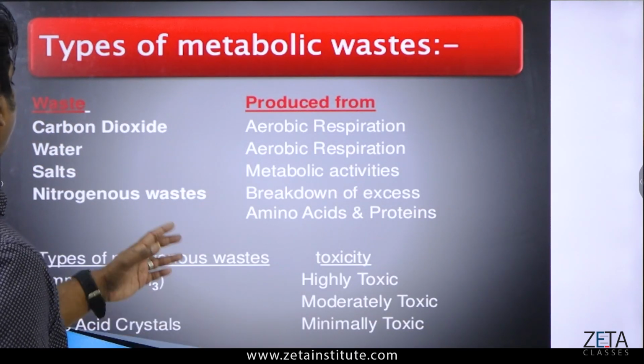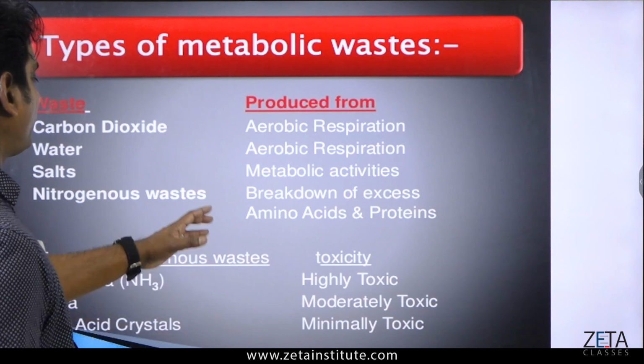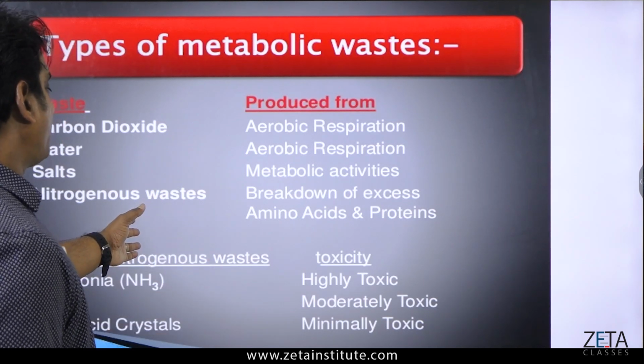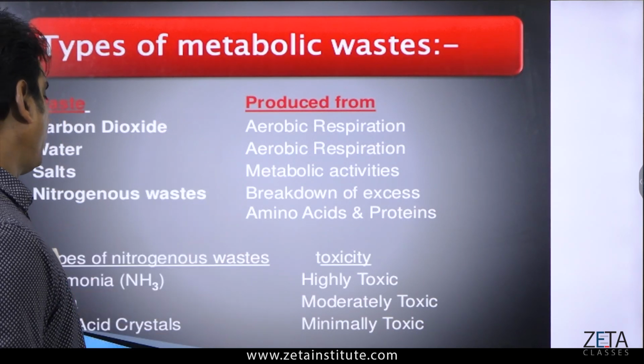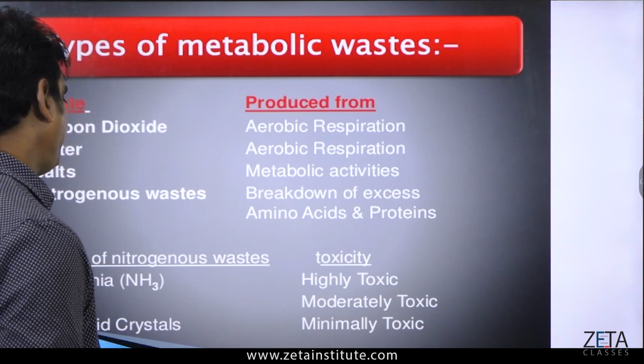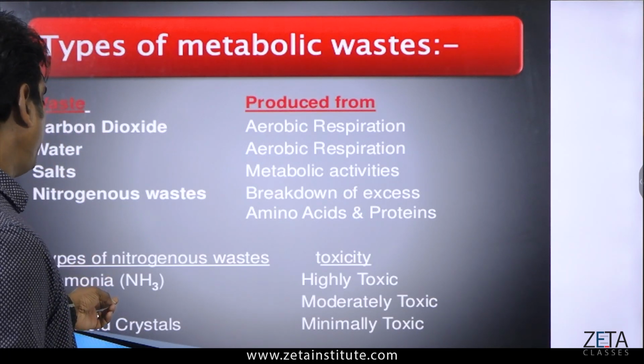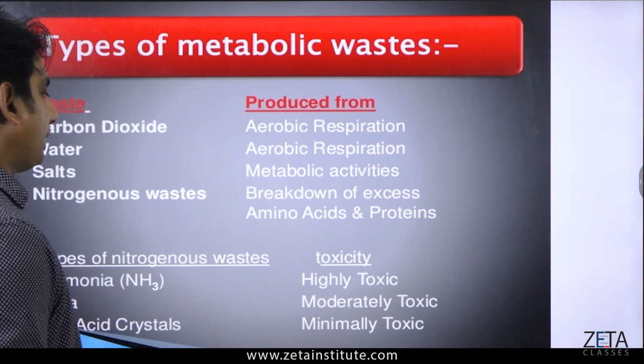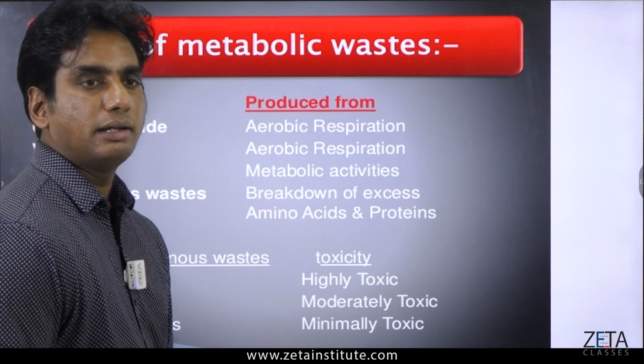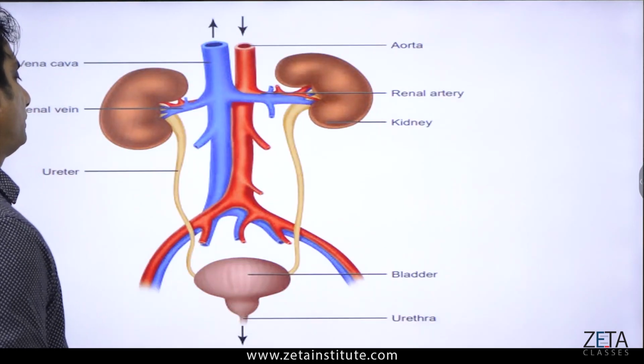Nitrogenous waste is the waste that is being collected mostly by the kidney and removed. Highly toxic, moderately toxic kinds of materials are there. For example, ammonia is mostly poisonous, then urea, uric acid crystals. So like that, the kidney filters everything.